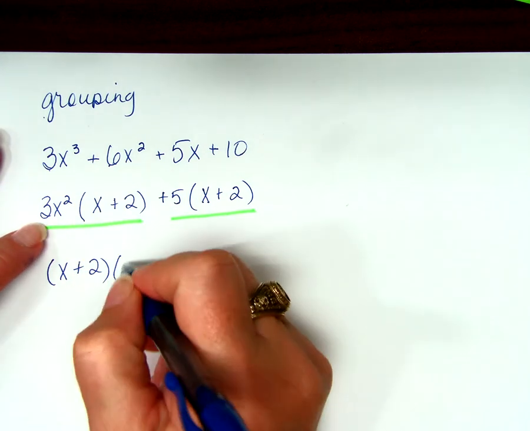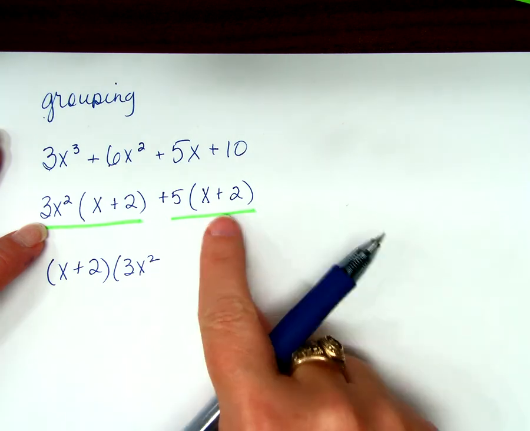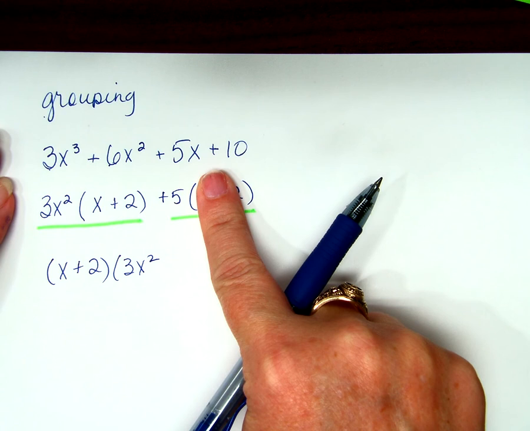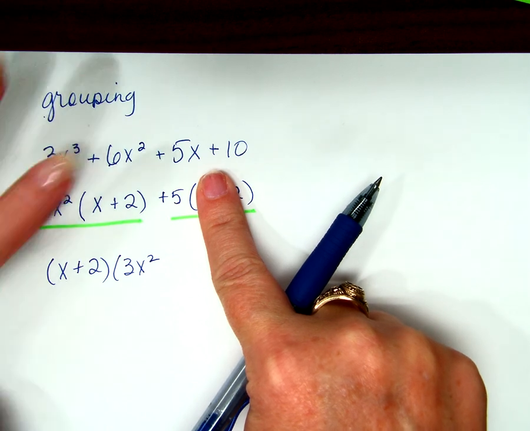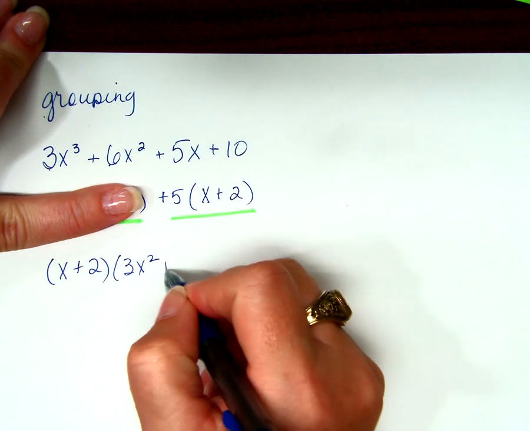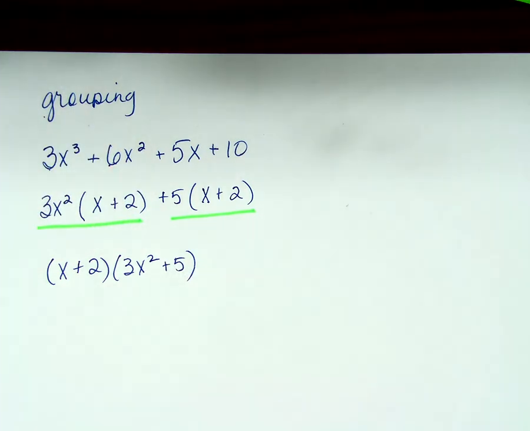3x squared. If I factor out an x plus 2 from the second term, what's left? A 5. We already did that one. So we factor out an x plus 2, and what's left is a 5. And then we're done.